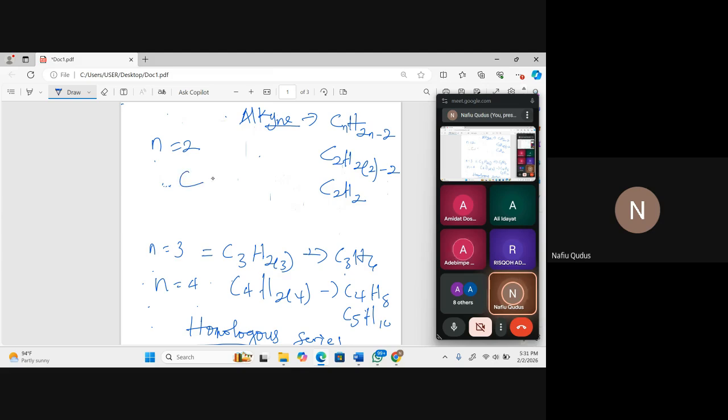For C2H2, definitely each carbon is going to have one hydrogen. But in the alkyne family, another bond is being added, making it a triple bond. Are we together? Now let me ask you a question. How many sigma bonds do we have in this compound? One. How many pi bonds do we have? Two. We have 1 sigma bond and 2 pi bonds.